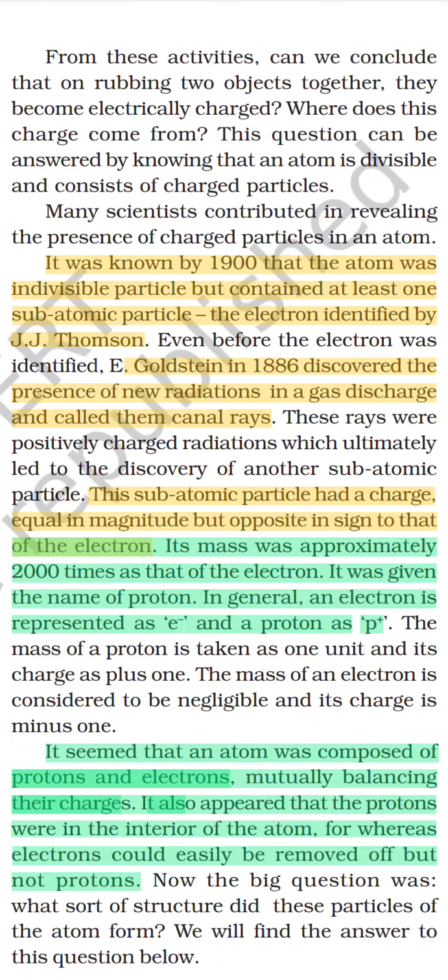The mass of a proton is taken as 1 unit and its charge as +1. The mass of an electron is considered to be negligible and its charge is -1. Got it? It seemed that an atom was composed of protons and electrons, mutually balancing their charge.